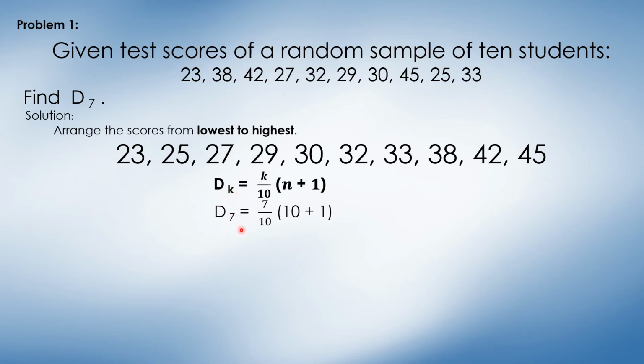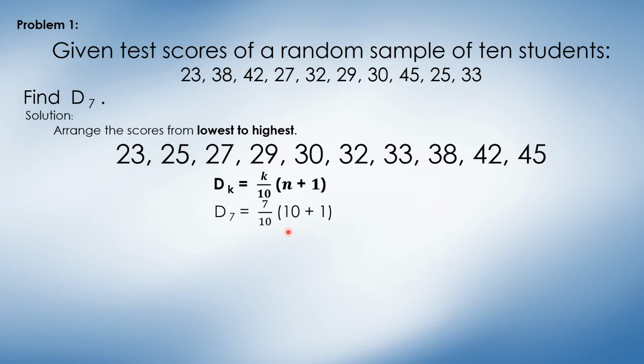So the value of k here is 7, so we have 7 over 10. The value of n is 10 because we have the scores of 10 students, or if we are going to count the data here, 1, 2, 3, 4, 5, 6, 7, 8, 9, 10.